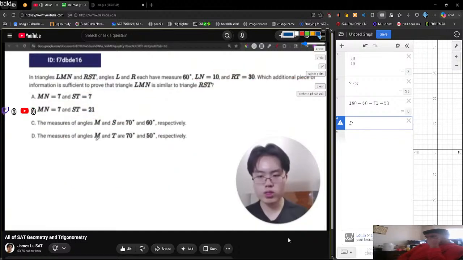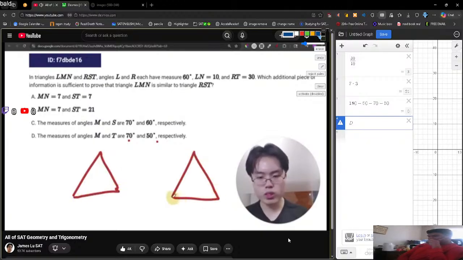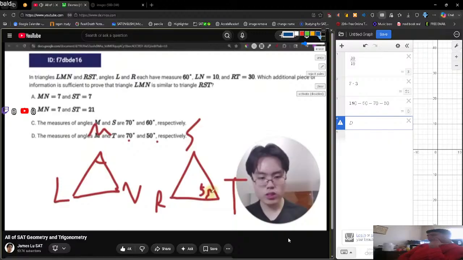The measure of angles N and T are 70 and 50. So if we draw this out again, because it went away, it said M and T. So this is L, M, N, and this is RST. It told us this was 50, and it told us M was 70, and we know these are 60. This is actually a pretty common trick they like to use. This is actually good enough.